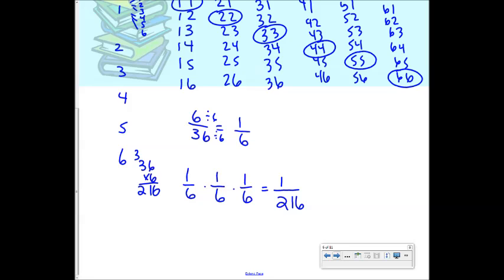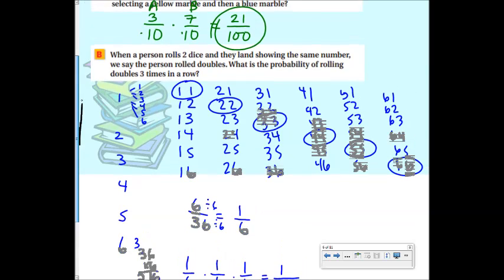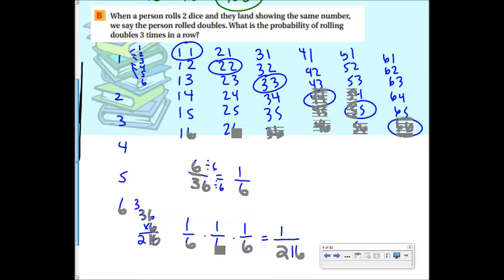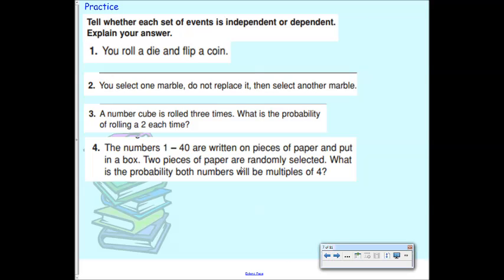Okay, so walk me through what we did, because that was a lot of stuff. What was the first thing we did? Tree diagram to do what? To figure out what the probability actually is, right? And once you have that, then why did we multiply it 3 times? To see if you could get it to happen 3 times. Good. Okay, nice job. All right, so go try these 4.